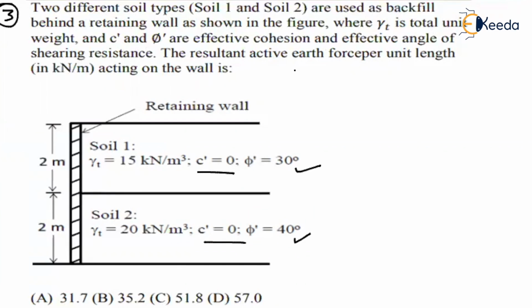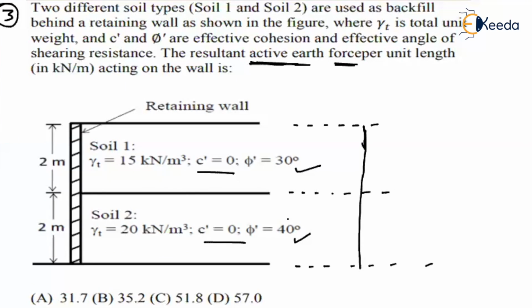The resultant active earth force per unit length acting on the wall. So they are asking for the active earth force per unit length. That means here you have to find out the area under the pressure diagram. So here, if you remember, how can you solve it? Is there any water table here? No. But we can simply solve this problem.